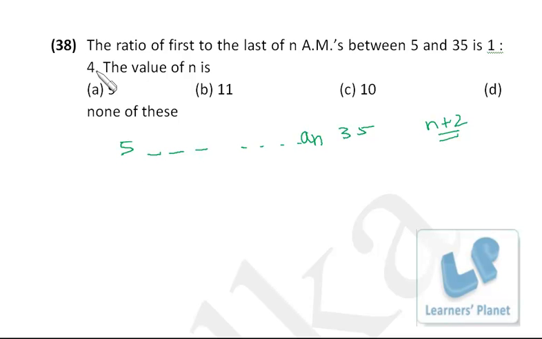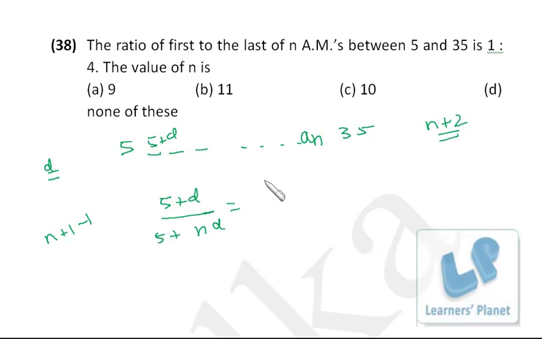Now what it is saying over here is the ratio of the first to the last arithmetic mean. Now, if we assume the common difference is d, the next term over here will be 5 plus d. So that is actually the first arithmetic mean, 5 plus d. And this is the last arithmetic mean, we can say the n plus 1th term of this sequence. The n plus 1th term will be a plus (n plus 1 minus 1), so that is n into d, right?